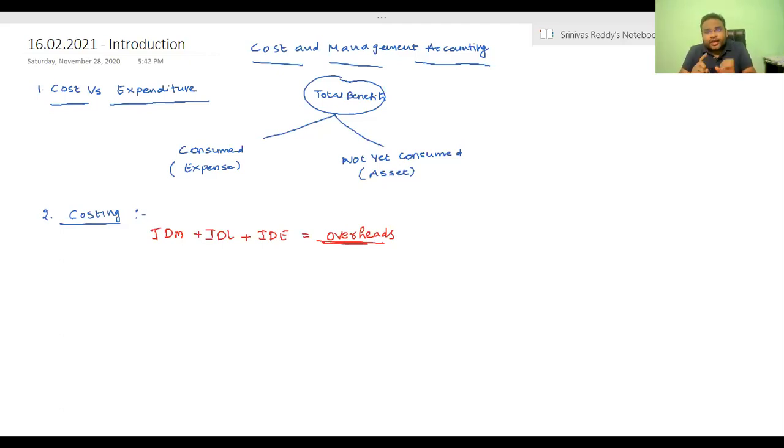These overheads can be incurred at the factory level, like your security guards, your tools and consumables. These overheads can be incurred at the office level, your rents, your administrative office, your accounting; all these we call office overheads. Third one is selling and distribution overheads, all your marketing overheads. That means all the overheads I am classifying as either factory overheads, office overheads, or selling and distribution overheads.